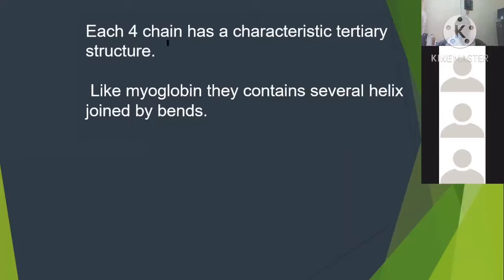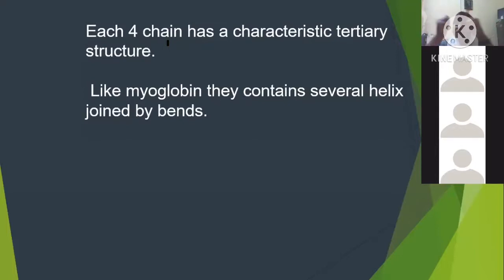Now, coming to the structure again, each of these 4 chains has a characteristic tertiary structure. When you say quaternary structure, each of those polypeptide chains or subunits present in this protein has to have a characteristic tertiary structure. So the alpha chain has its own characteristic tertiary structure, which means it has its own folding. The overall folding is nothing but the tertiary structure, right? Then another alpha chain also has a tertiary structure. Then beta with a tertiary structure, another beta with another tertiary structure.